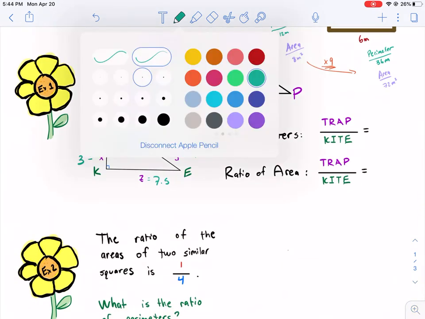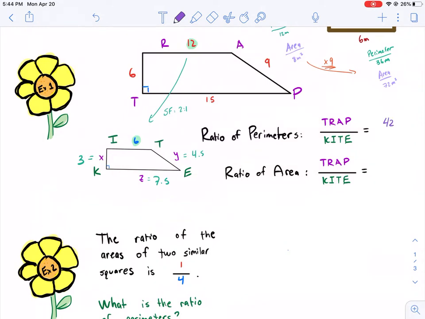So the perimeter for the trapezoid is 42, so we're going to go ahead and write 42, divided by the kite, 4.5 plus 7.5 plus 3 plus 6, and that gives us 21. So we're going to write that in green, 21. You'll notice that it stayed the same. It's still a 2-to-1 ratio.